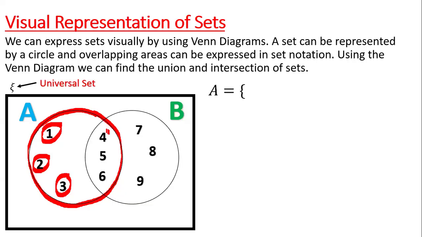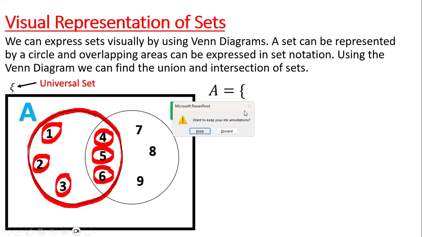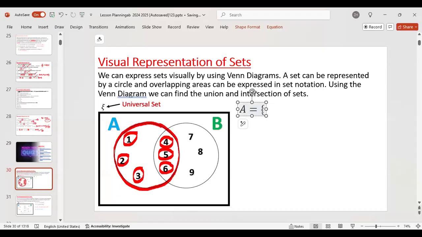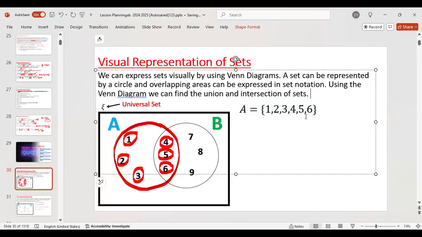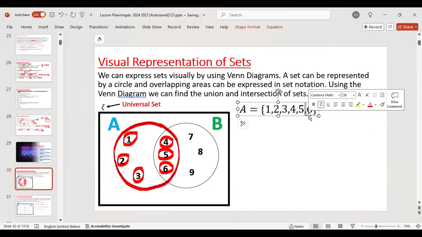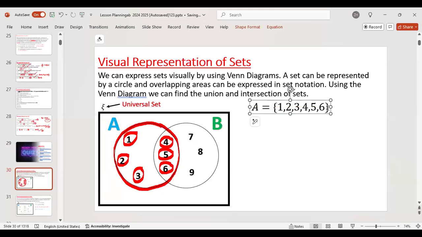So that means that 4, 5, and 6 must be included. With that in mind, I want you all to tell me what the elements in A are. It's going to be 1, 2, 3, 4, 5, 6. Very good. Does that make sense to y'all? All of that is A. So congratulations, we have completed A.